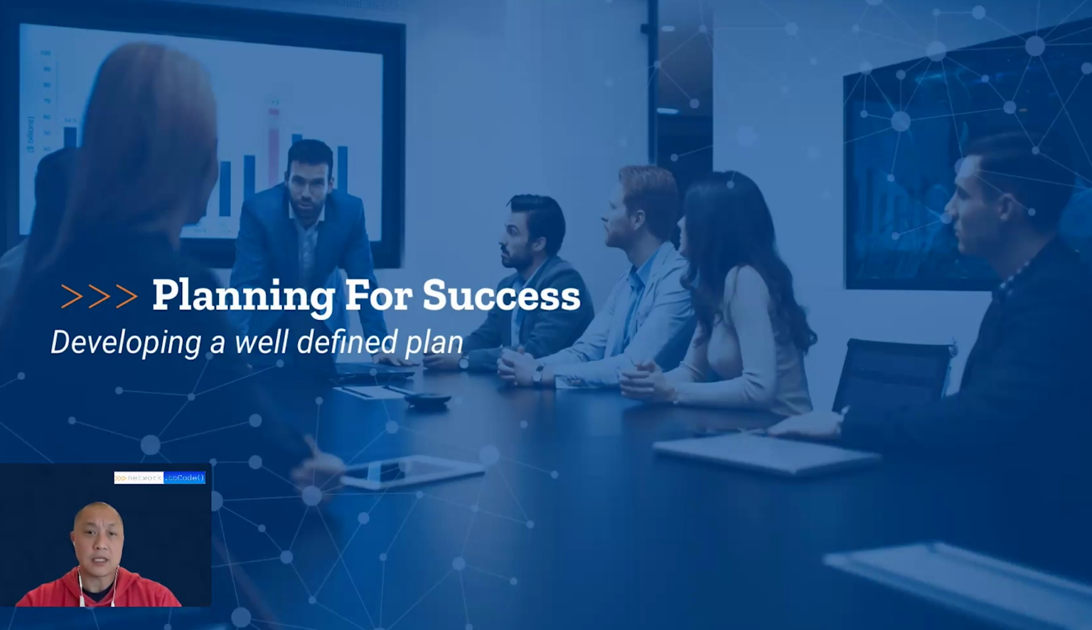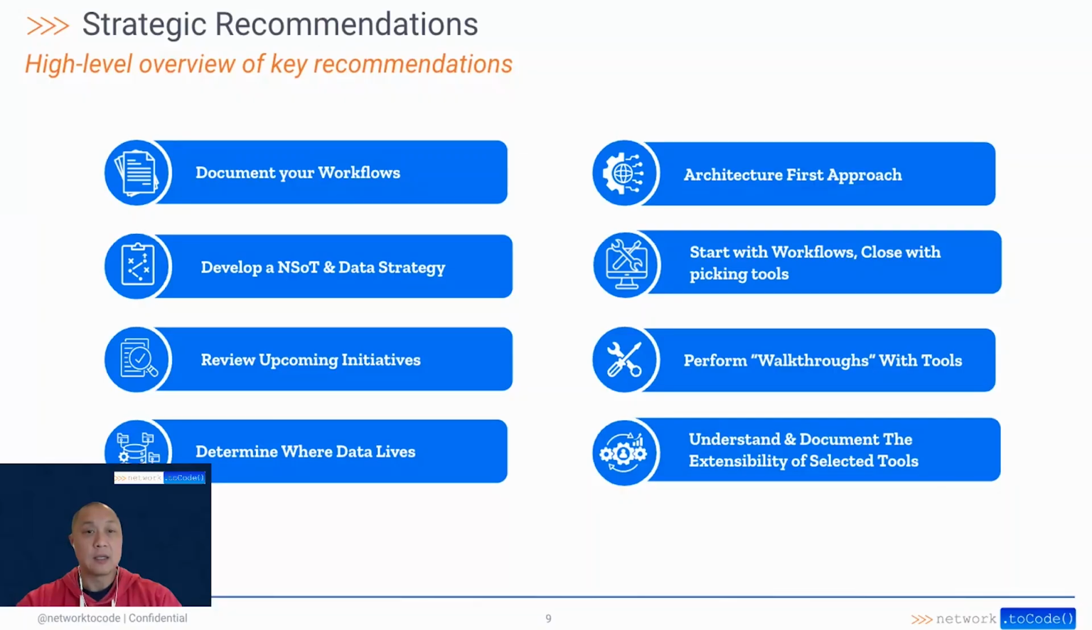Once we complete the assessment, the next step is really to construct a plan. These are some of the things that we could start doing early on in the process for planning, such as documenting our workflows, developing a network source of truth, which is where our data exists today and where we store it, and reviewing the upcoming initiatives so we do not put our blinders on and only realize later on that the project does not fit the future initiatives.